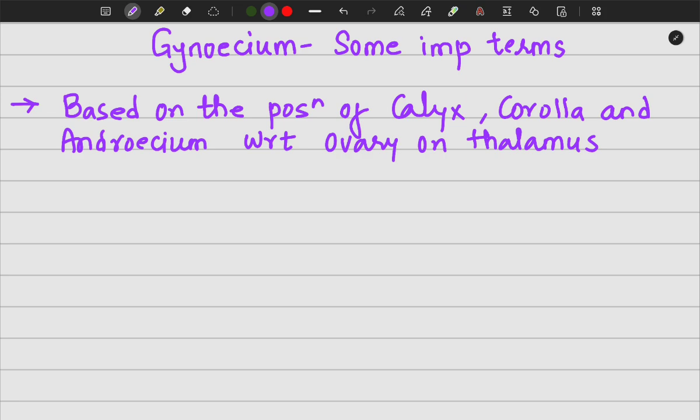So if we compare the position of calyx, corolla and androecium with respect to the ovary, we see that three special conditions are found, and accordingly the flower is named. So there will be three special conditions. First is hypogynous flower.